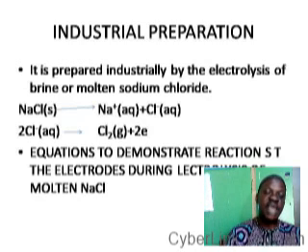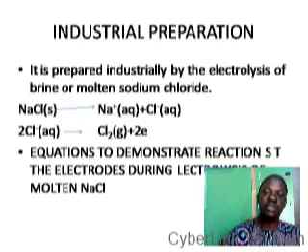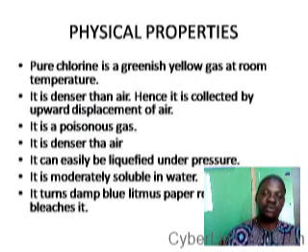If you are using brine, you have concentrated sodium chloride solution. At the cathode, the normal reaction will take place. Hydrogen gas will be liberated, as we have known. But at the anode, chloride, being more concentrated than the hydroxide ion, will be discharged in preference to the hydroxide ion, and at the end of the day, chlorine gas will be liberated at the anode. So either way, whether we use brine or molten sodium chloride, we are going to get chlorine at the anode.